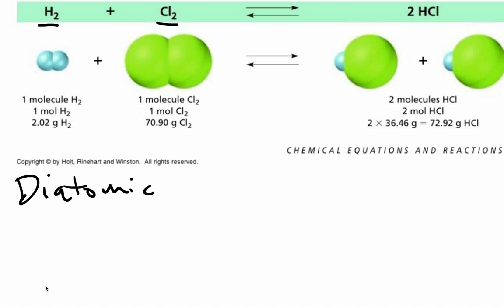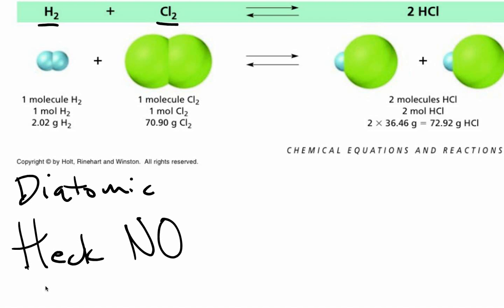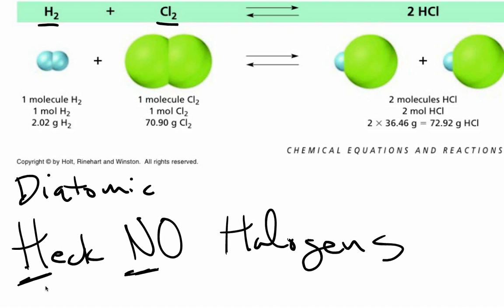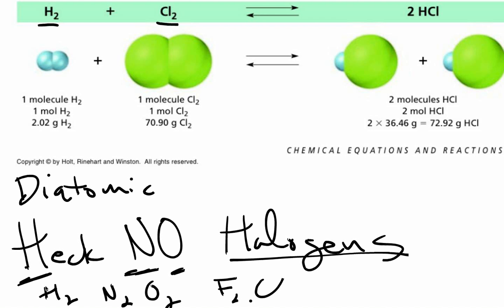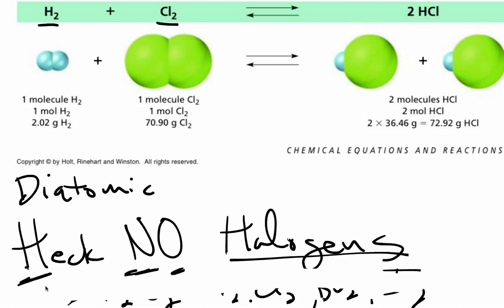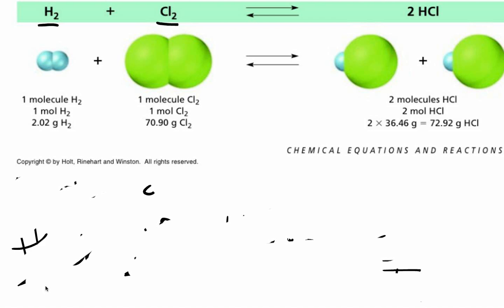The way we know what a diatomic element is, we have a little saying called HeckNo halogens. So what that is saying is that hydrogen, nitrogen, oxygen, and all of our halogens at standard temperatures and standard pressures exist as diatomic elements. So we have H2, N2, O2, then we'd have F2, Cl2, Br2, and I2. So anytime we're using any of those elements, we assume at normal conditions they are diatomic. So in this case, if they said hydrogen reacts with chlorine, you'd know it's H2 plus Cl2.